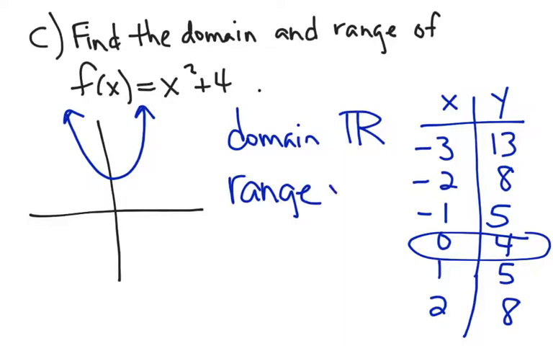So we say that the range is the y values are greater than or equal to 4. Another way of writing that is to use the bracket, and that says it starts at 4 and it goes off to infinity in the positive direction. That's our set notation of y greater than or equal to 4.